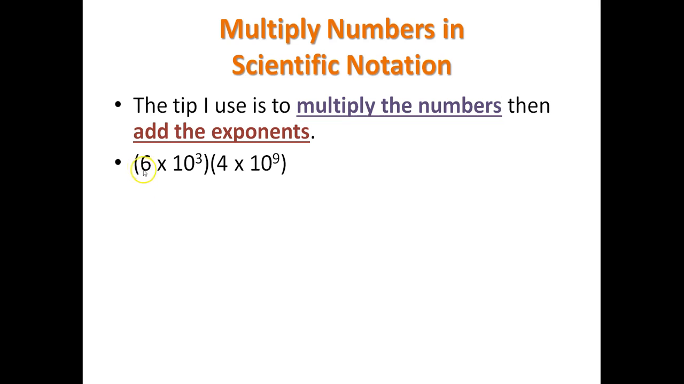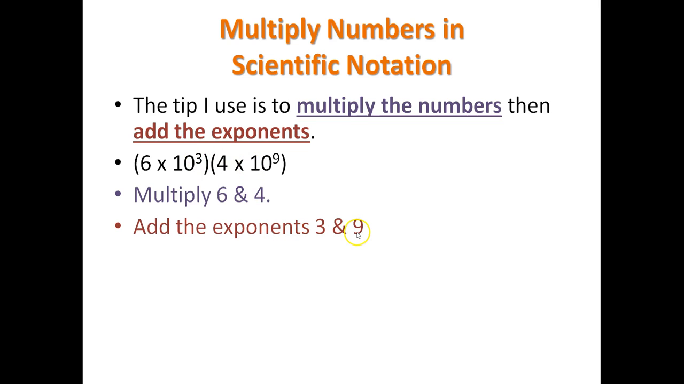We're going to multiply the numbers. These are what I'm saying are the numbers, 6 and 4. We multiply 6 and 4. You can do that one in your head. And then we're going to do what? Add the exponents. Because they have the same base, they're both the base of 10, we just add the 3 and the 9. So we write down, I got 24 times 10 to the 12th. Hey, pretty good. That's how you do it.